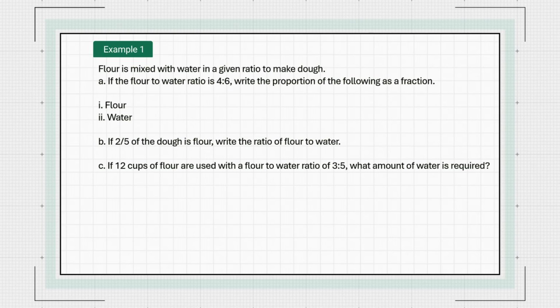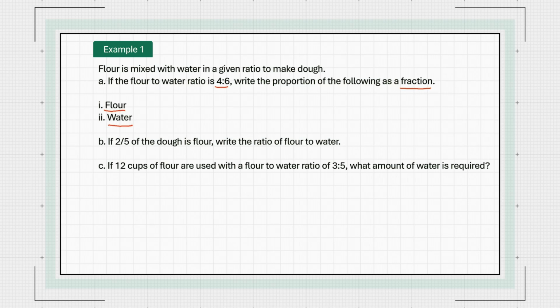In this video, we're going to look at some problems involving ratios, and they're pretty simple, but they require a little bit of practice. So, in our first question, we have flour being mixed with water, and the ratio they've given us for this first one is the ratio of 4 to 6. That means 4 cups of flour to 6 cups of water, or 4 kilograms of flour to 6 liters of water. So we're going to write the proportion as a fraction, and we're going to have one fraction for flour and one fraction for water.